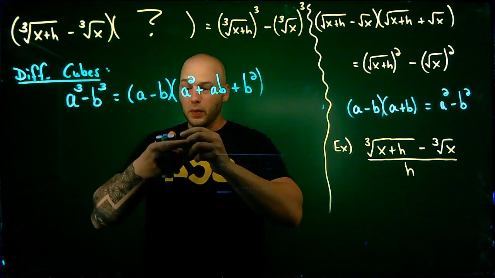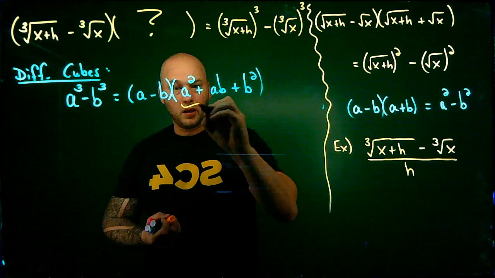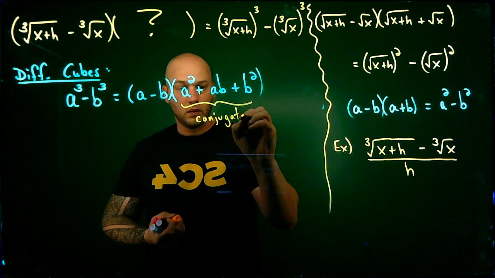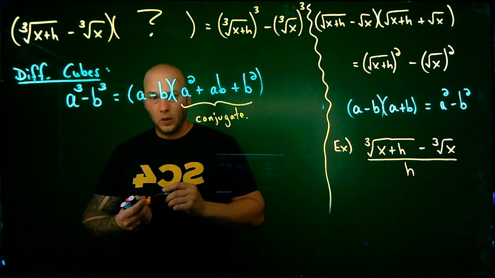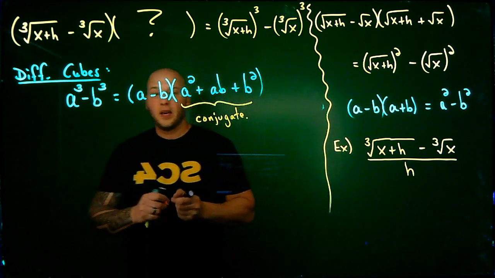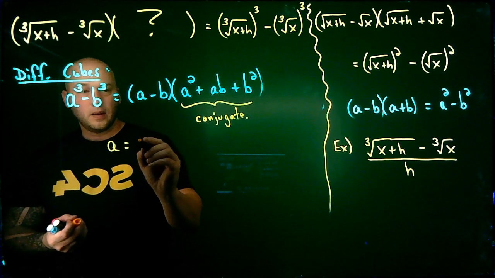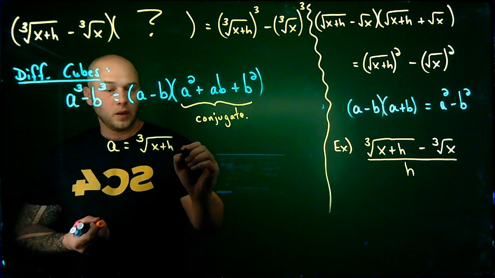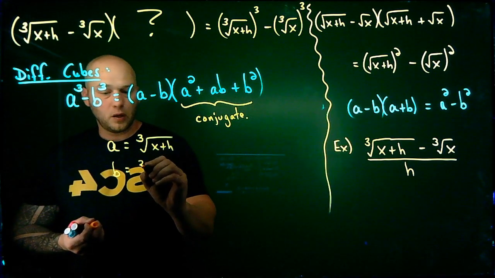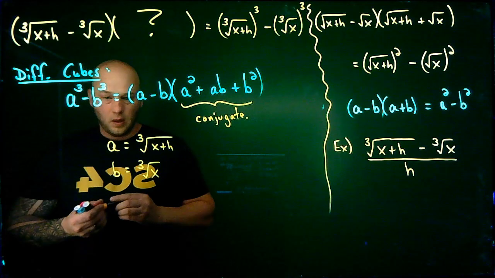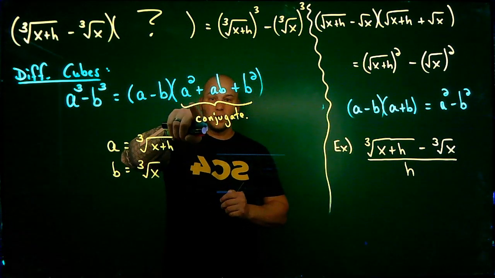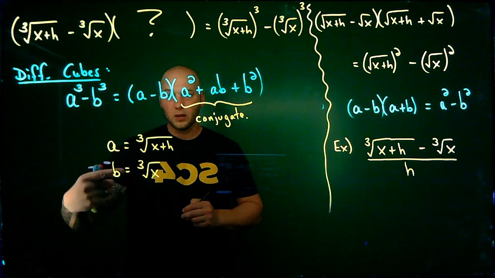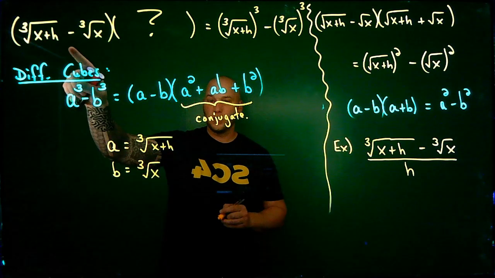Well, then that must mean that this expression right here is my conjugate. If I make the following identification, if I say a is the cube root of x plus h, and I say b is the cube root of x, then using this expression right here, a squared plus ab plus b squared, using these two a and b's, that will be my conjugate for this cube root expression.